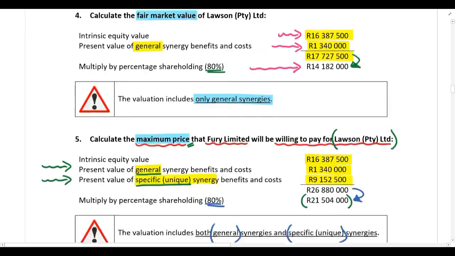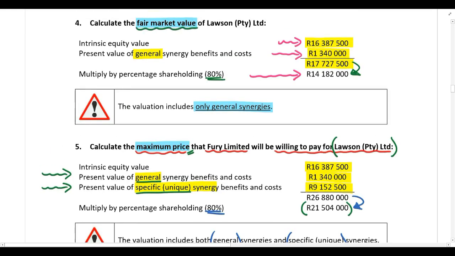So that's why when calculating the fair value or the fair market value, we don't include unique or specific synergies and costs. We only include general synergies and costs in our calculation that all bidders are aware of. So if there are any other bidders or any other companies interested in purchasing Lawson Pty Limited's shares, they would not offer 21.5 million rand for the shares because they don't know about these specific or unique synergies and costs. They only know about the general synergies and costs. So the maximum that any other bidder would be prepared to pay is just over 14 million rand.